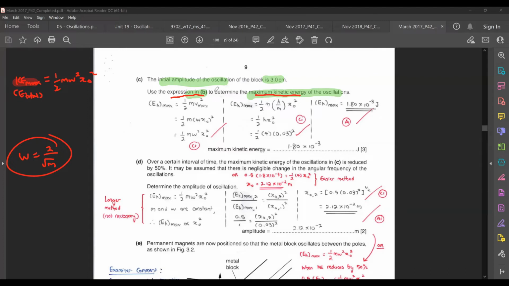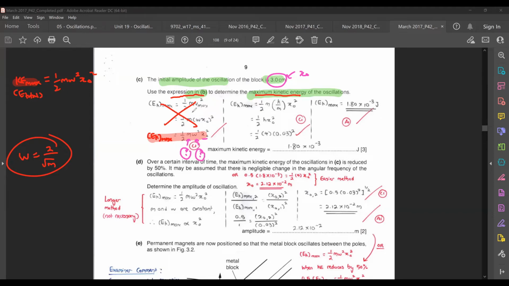So here, what can I say? Ke max, here I wrote it as Ek max now. There's no need for you to show the derivation like this. You can just straight away say Ke max is half m omega square x naught square. So now, if you see that this is the equation for Ke max, you know that the amplitude is 3 centimeter. So that will cover this. But you do not know what is the mass. You also do not know what is the omega. So you actually can't proceed.